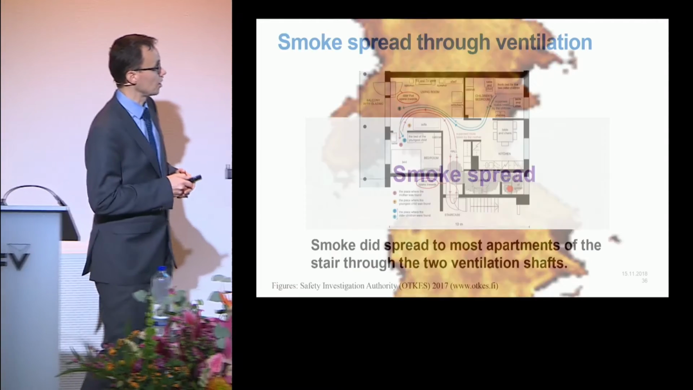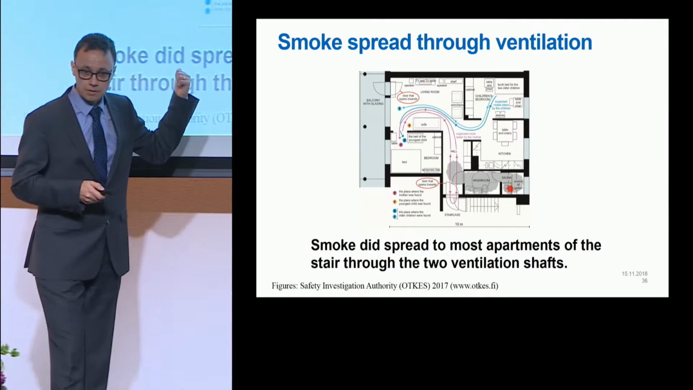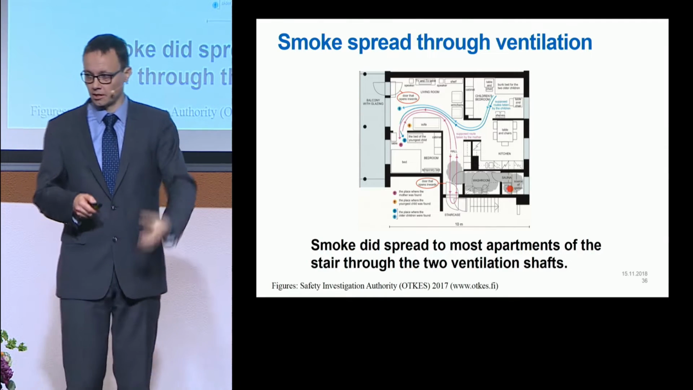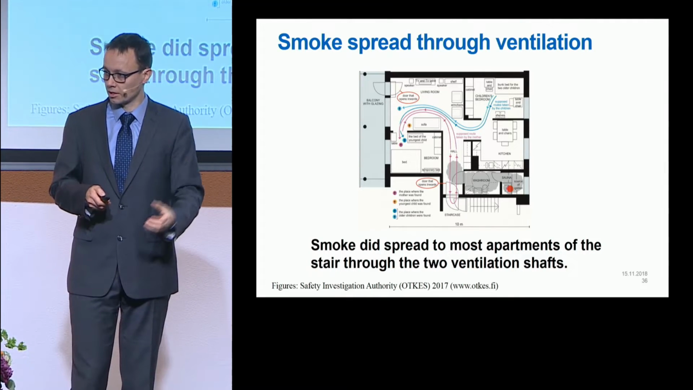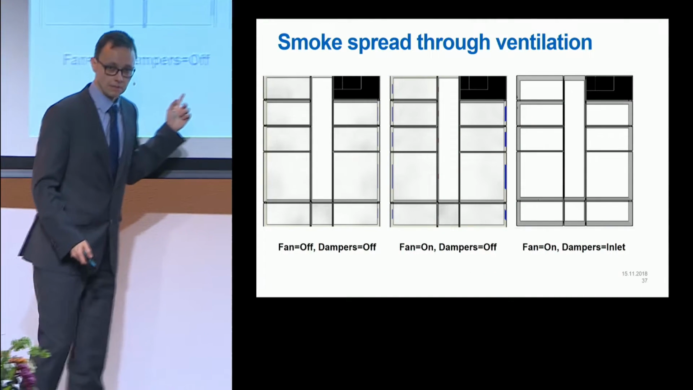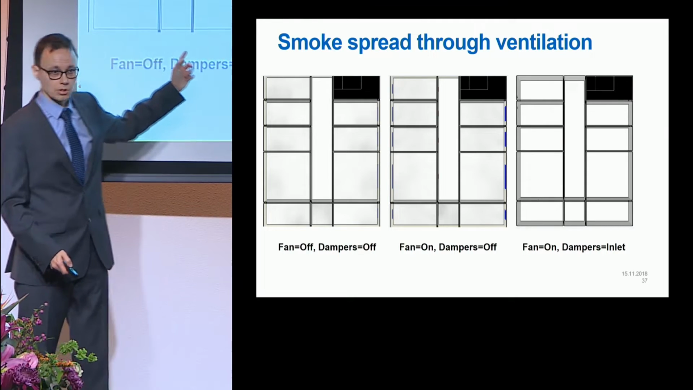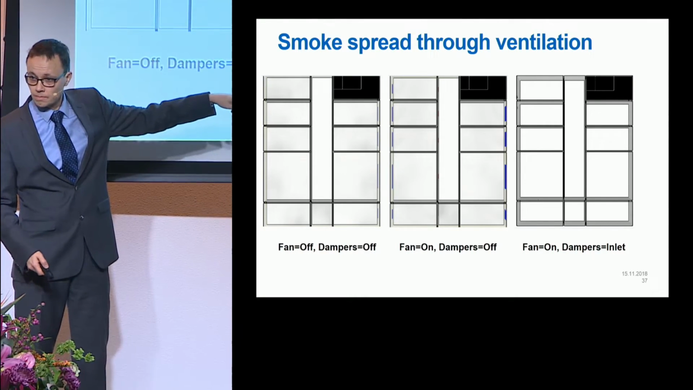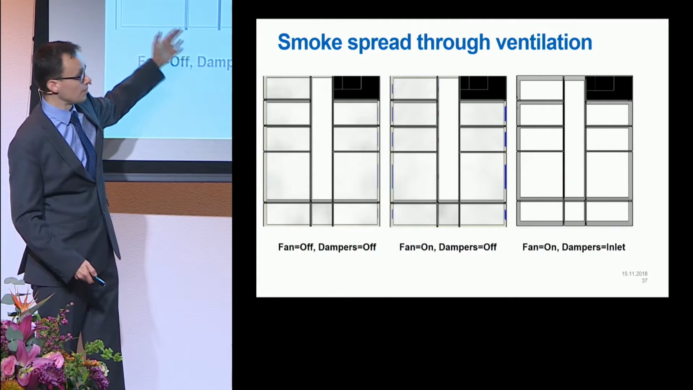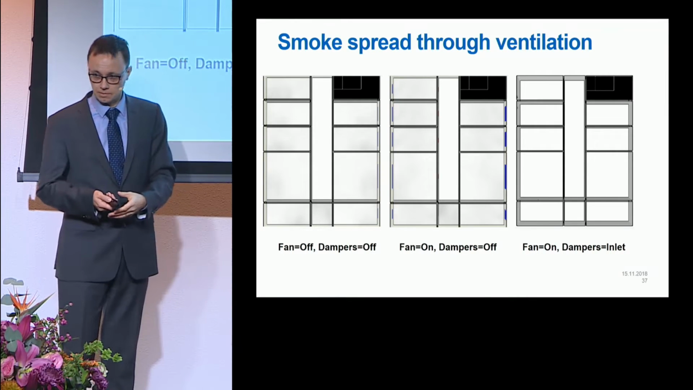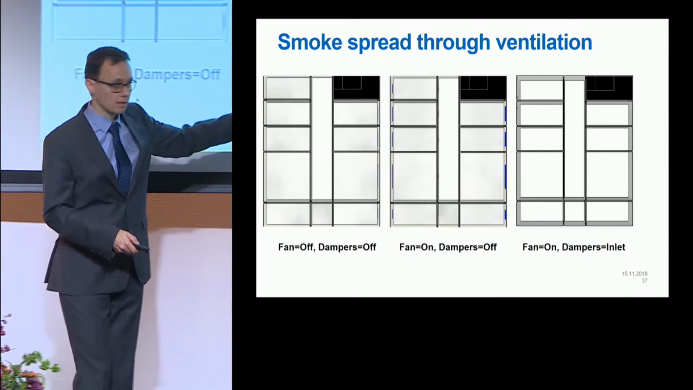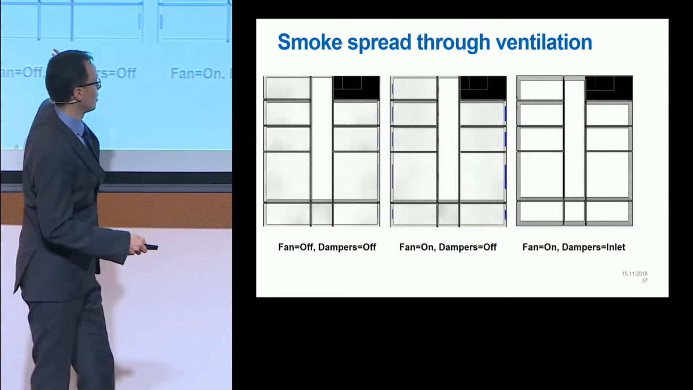Okay, smoke spread. In the fire incident that I mentioned, they noticed that smoke had spread to most neighbors of the staircase through the ventilation shafts. Doing the modeling with FDS, we looked at what is the smoke concentration in the neighbors in the different ventilation configurations. And we measured the smoke in terms of visibility. This is a visual picture of what we see. We have the fire apartment, basically black, and then some gray stuff in other neighbors.